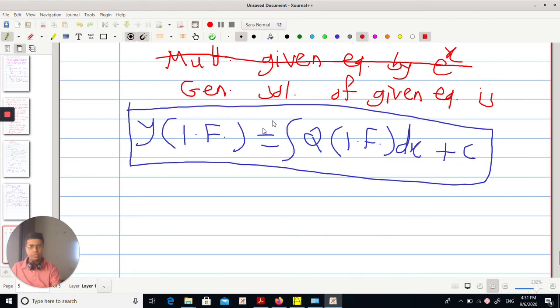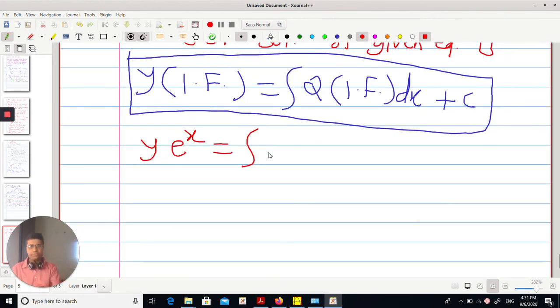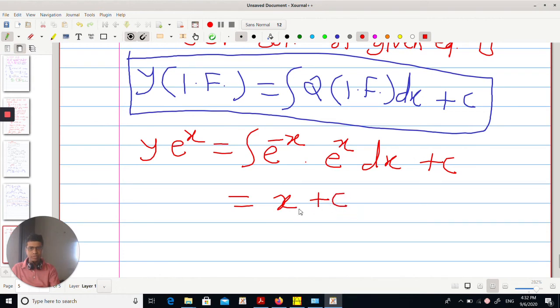So it is y, integrating factor is e raised to x, equal to integral q. Q is e raised to minus x, into integrating factor e raised to x dx plus c. So the right hand side is e raised to minus x into e raised to x, so it is 1. So it is x plus c, and our solution is obtained by multiplying by e raised to minus x. So we get y equal to x e raised to minus x plus c e raised to minus x. This is the required solution.